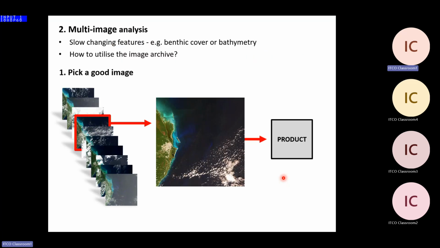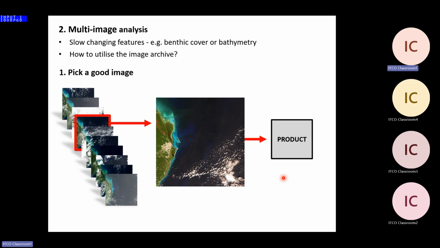Okay, so multi-image analysis. We have a lot of images these days. Sentinel-2, for example, most of my examples are from Sentinel-2, has a 5-day revisit. Some places it's even better, depending where it is. So you get an image every 5 days. In 1 year, that's a lot of images. The question is how best to utilize this archive of images.